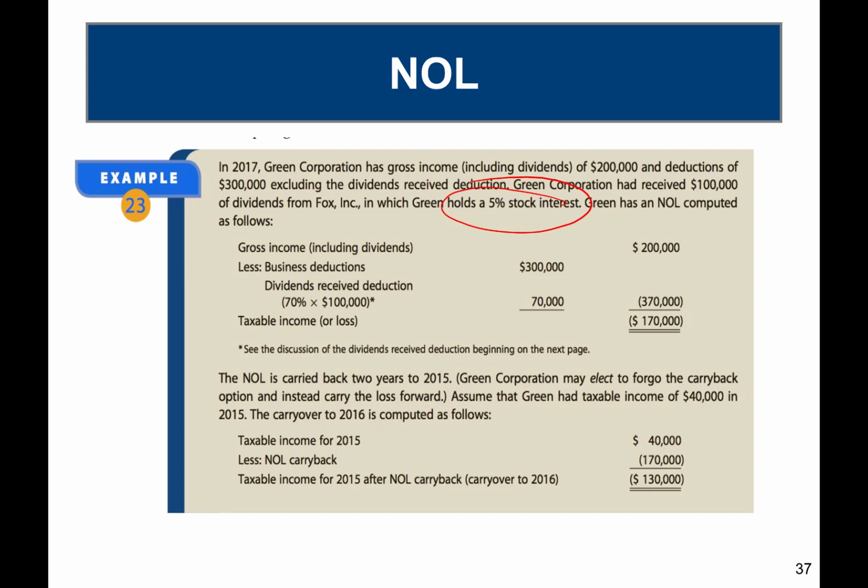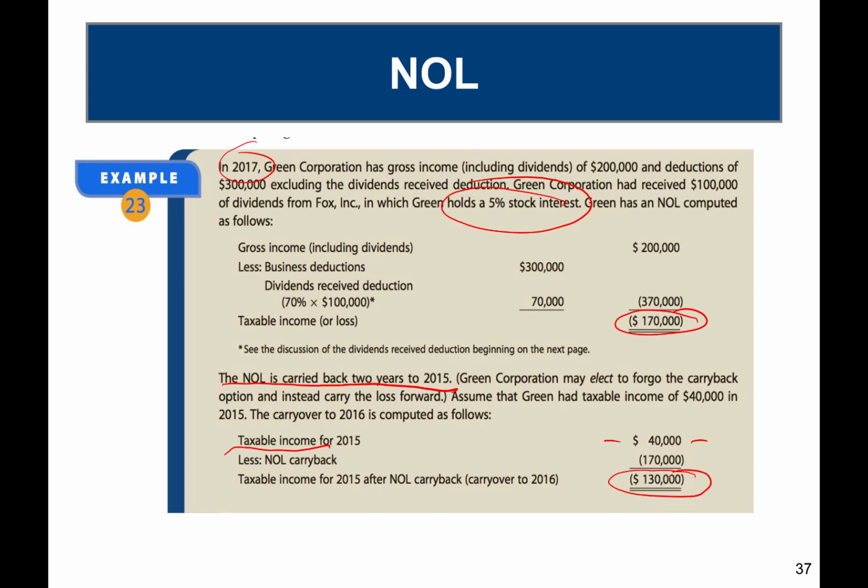Okay. So what happens? We have this 200,000 minus the 370 means they have a taxable here, and it is a what? Loss of 170. And so what happens? It can be carried back 2 years, and since this is 17, they can carry it back 16, 15, right? Now they have to first carry it back to 15. And so what happens? Since they had income of 40,000 in 15, then they can go ahead and do what? Completely get rid of their taxable income from 2015 and still have what?